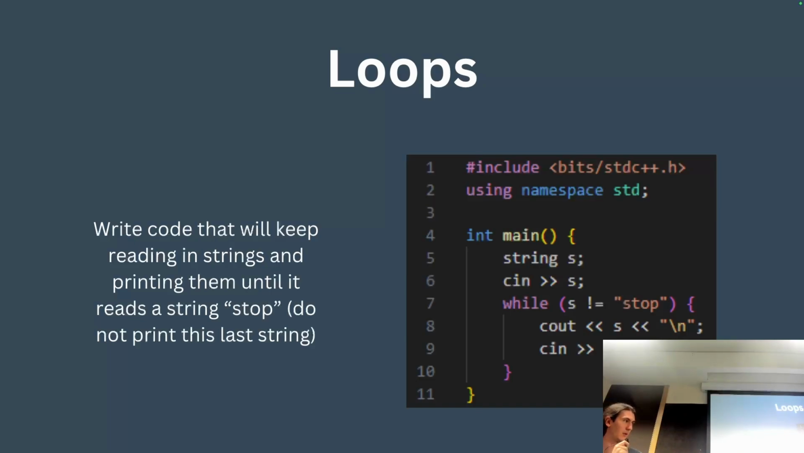I did it this way, where I'm declaring the string first and reading into it, and then while that string is not equal to stop, I'm printing it and then reading in a new string. And so then eventually, once it reads in stop, it's going to break out of this loop without printing it. Any questions?